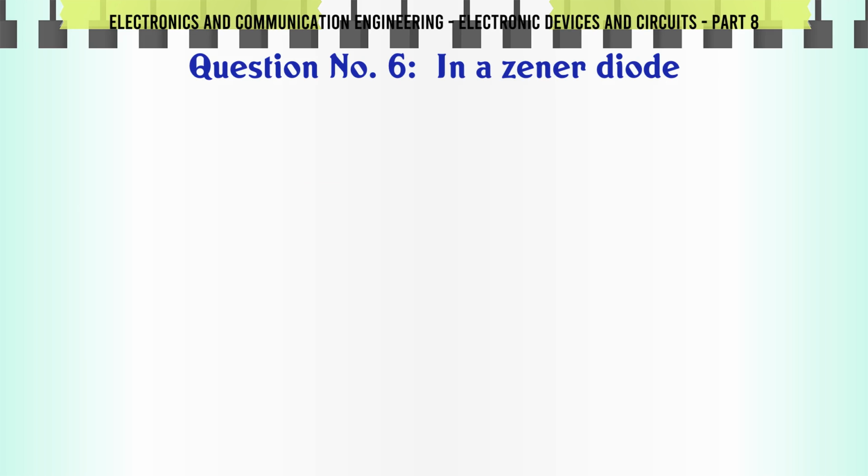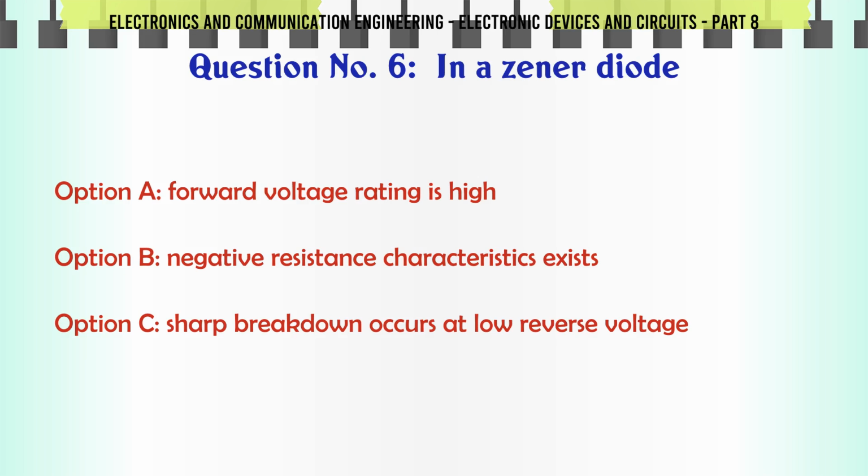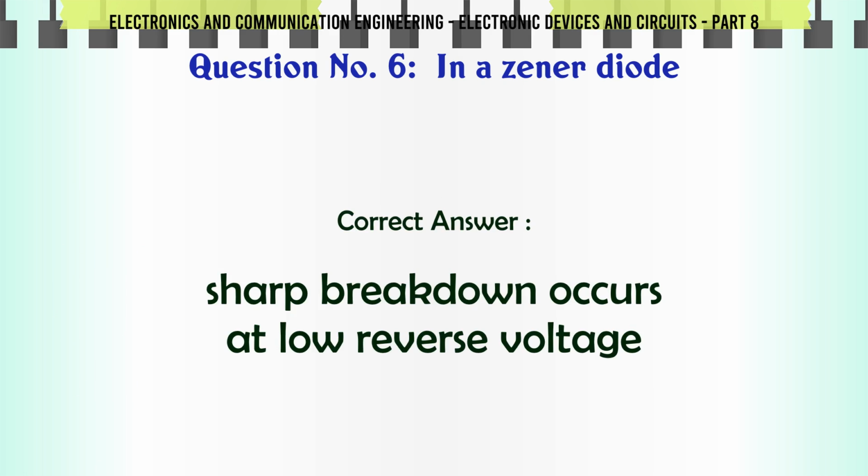In a zener diode, A. Forward voltage rating is high. B. Negative resistance characteristics exist. C. Sharp breakdown occurs at low reverse voltage. D. None of the above. The correct answer is sharp breakdown occurs at low reverse voltage.